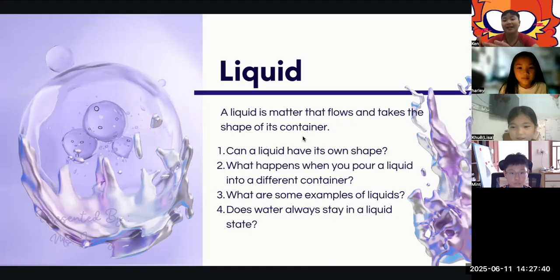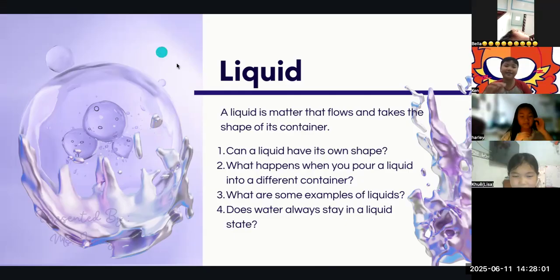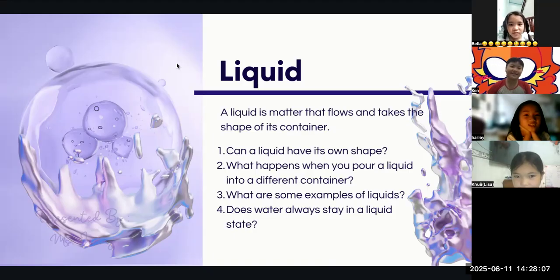Okay, I have a hint. Something white. Water? Yes, water. Mint. What? Milk. Mint, milk. What, Mint? Milk. Yes, milk. And finally, Bella. I know. Milk tea. Yes, milk tea.